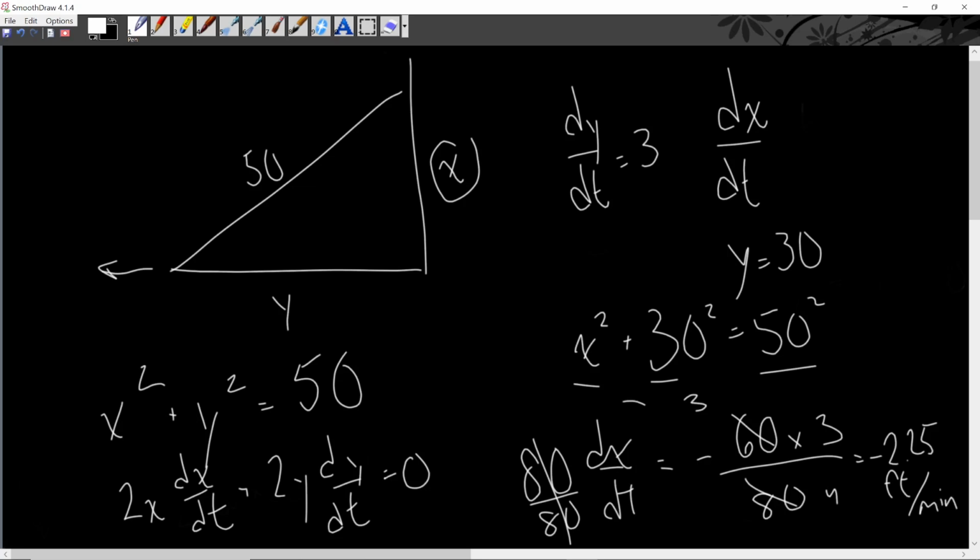Because this is a rate, right? The change in x's position in feet per minute. Now let's try to interpret this within the context of the problem. There's an oil spill, right? Let's try and draw an oil spill. I draw it, it just looks like a circle.